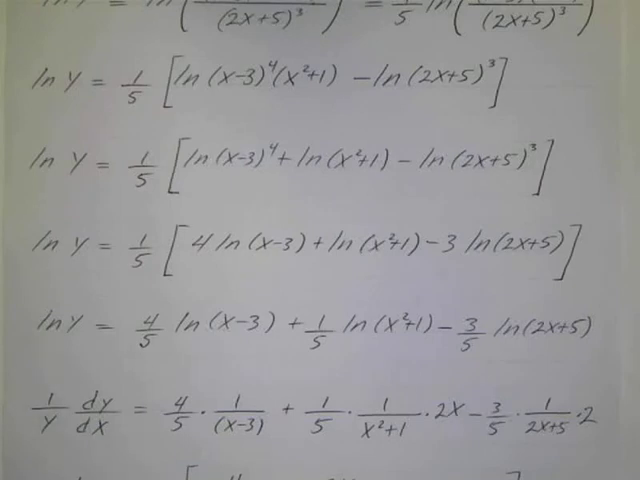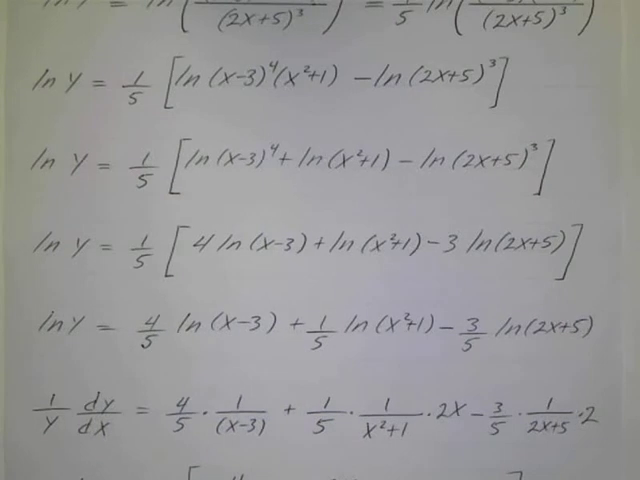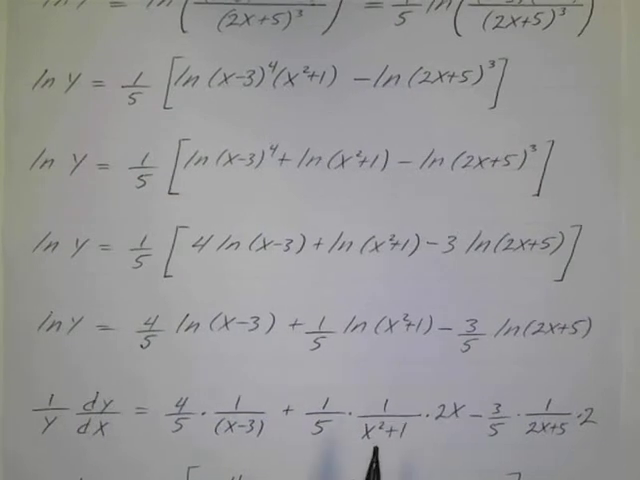So remember the derivative of the natural log of x is 1 over x. Or for u, it's 1 over u du dx. So that's what we have, basically 1 over y dy dx, because this is y with respect to x. Then the derivative of this is going to be 4/5. This is a constant. And the derivative of x minus 3 is 1 over x minus 3 times the derivative of x minus 3, which is 1, so I don't need to worry about that.